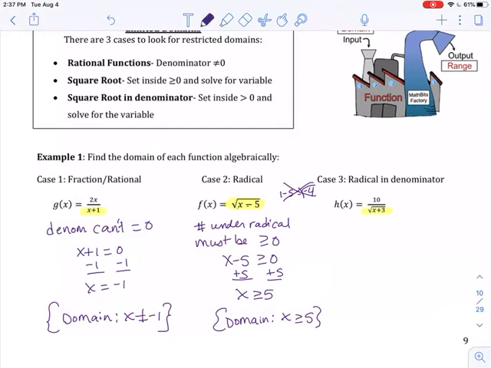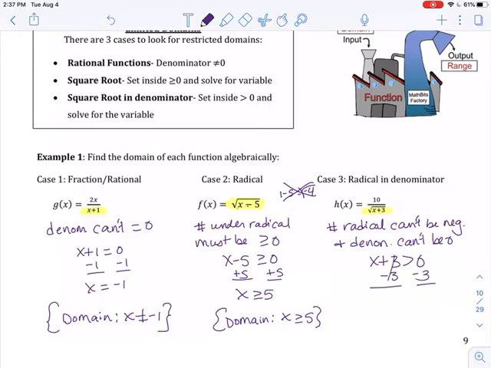And the third case is when I have a radical in the denominator. So if that's the case, the number under the radical can't be negative, and the denominator can't be equal to 0. So I'm going to take that x plus 3 and set it greater than 0. So then I'm subtracting, and I have x must be greater than negative 3. So that's my domain. My domain is all the numbers such that x is greater than negative 3.